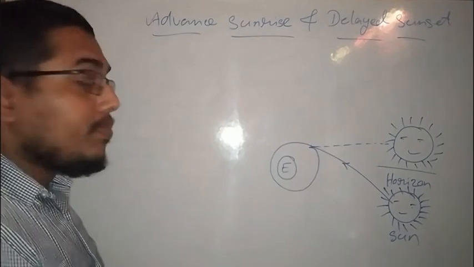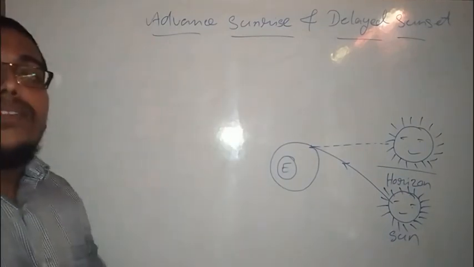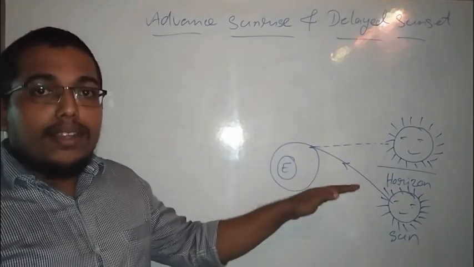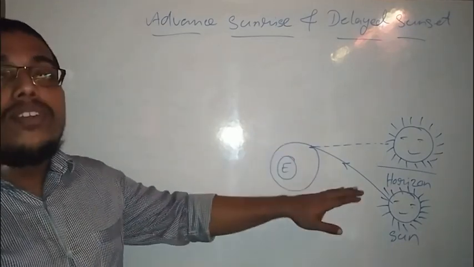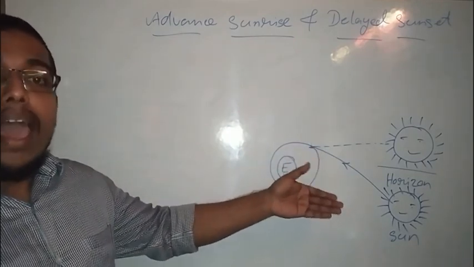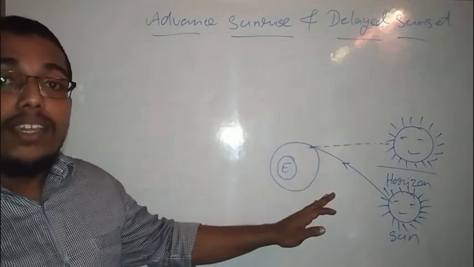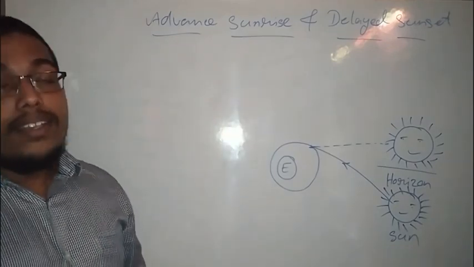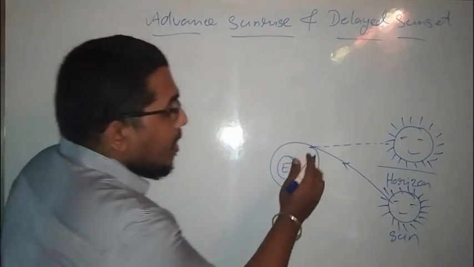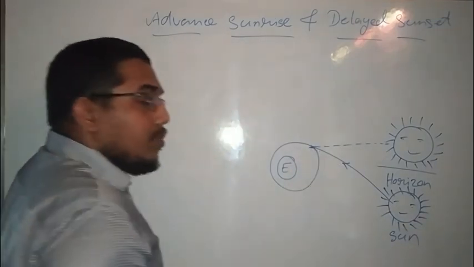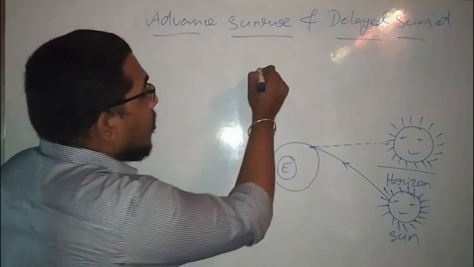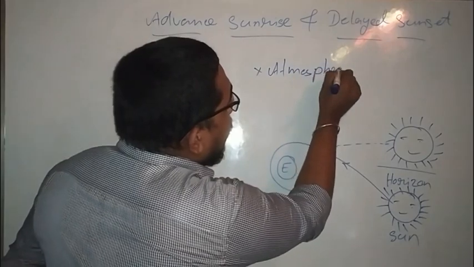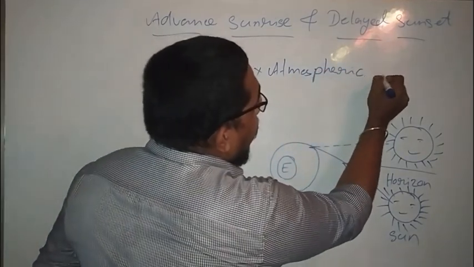So advanced sunrise and delayed sunset. That means we can see the sun 2 minutes before the actual sunrise and 2 minutes after the actual sunset. That is called advanced sunrise and delayed sunset. So here again, this phenomenon is due to the process or the important point, that is atmospheric refraction.